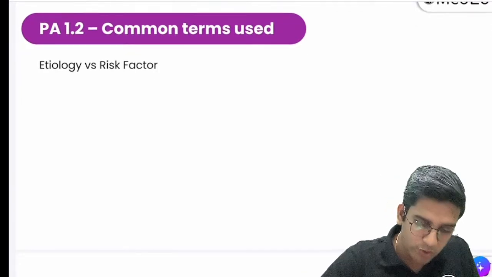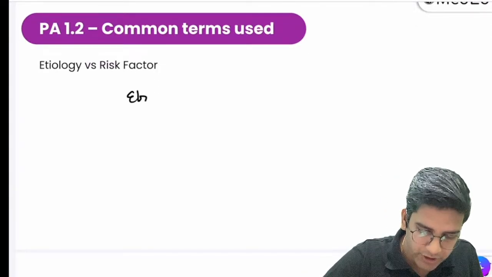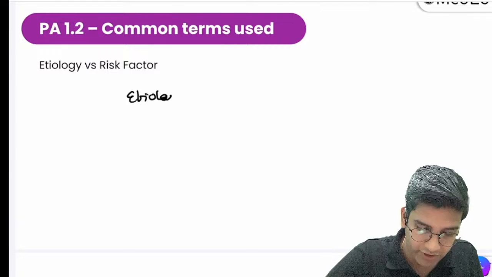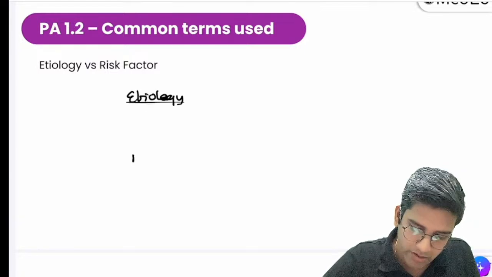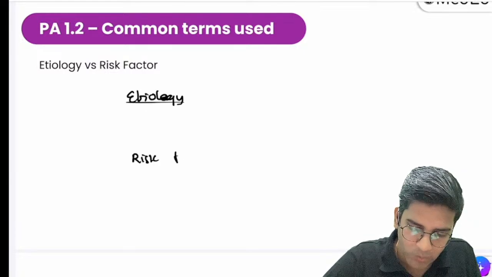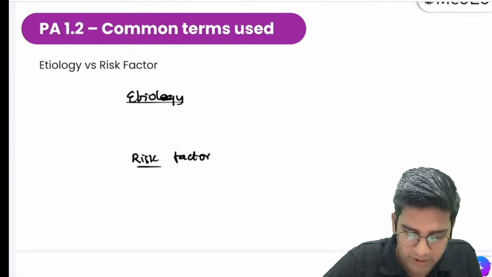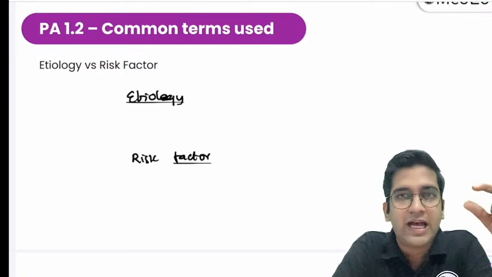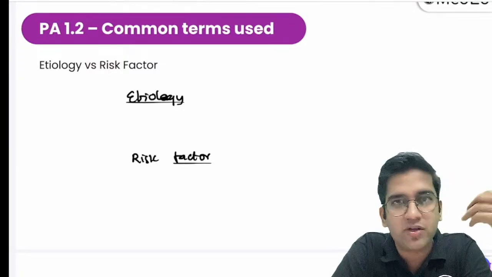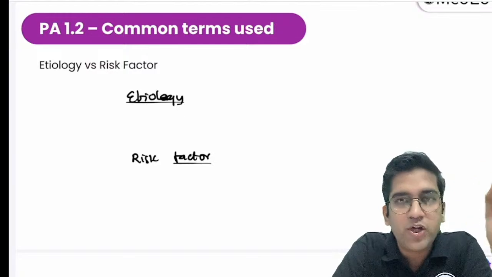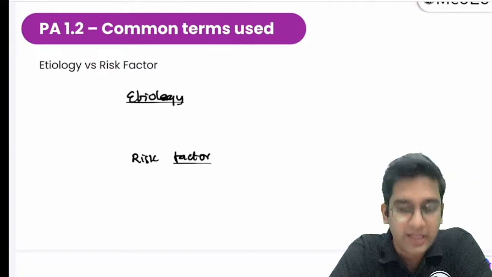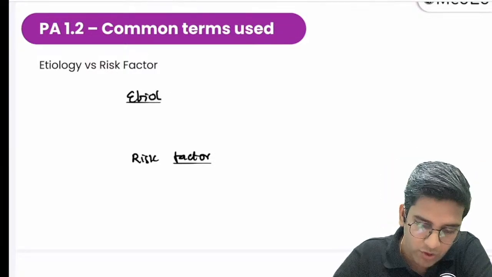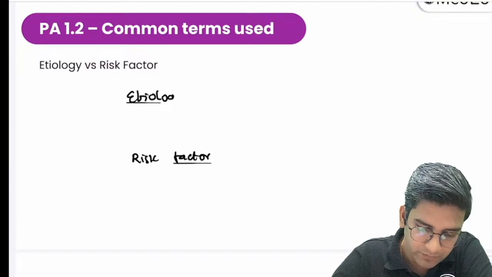Fine. So there are two terms here. One is called etiology. Like you guys said, it's a causation. Okay. Next term is risk factor. What do you understand by the term risk factor? Because we will use both these terms, and I don't want you to get confused at any point of time throughout your medical career. What do you understand by the term risk factor? If etiology is causation, what do you understand by the term risk factor?